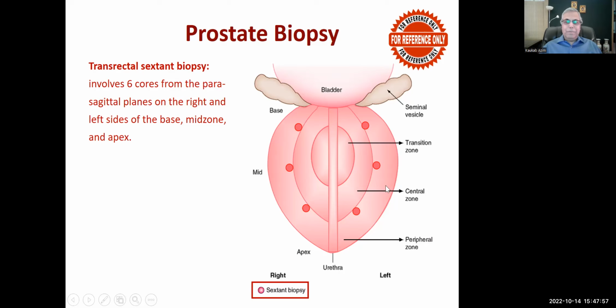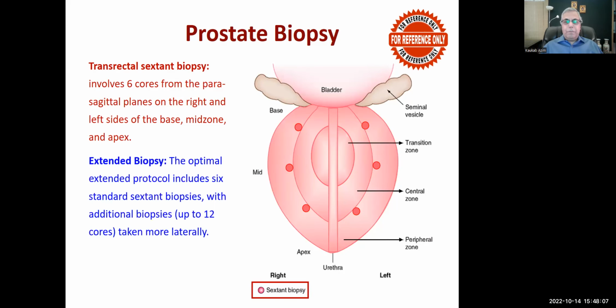But as we already mentioned, the results are suboptimal, and we miss a large number of cancers by obtaining just 6 biopsies. So now we have another procedure which is known as extended biopsy. The optimal extended protocol includes 6 standard sextant biopsies with additional biopsies, and most of the time they now take 12 biopsies, and the other 6 biopsies are taken more laterally.